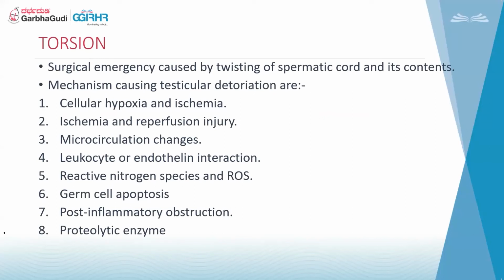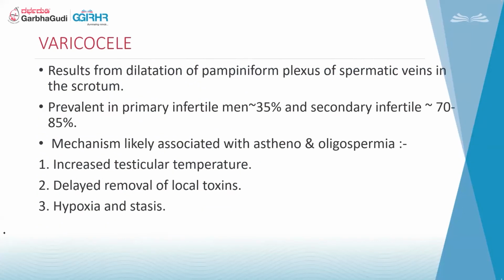Torsion is a surgical emergency caused by twisting of the spermatic cord. Can you just go back to the last slide? Yes, ma'am. Varicocele. Okay. Here also, what happens in varicocele, we all know there is increased temperature. The temperature of the testis increases. What happens with increasing temperature? What is the mechanism?